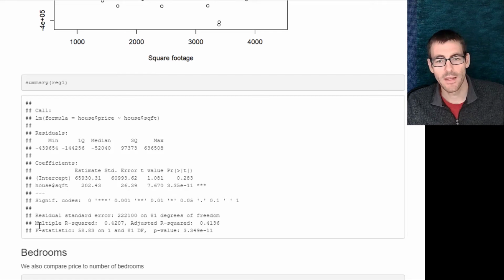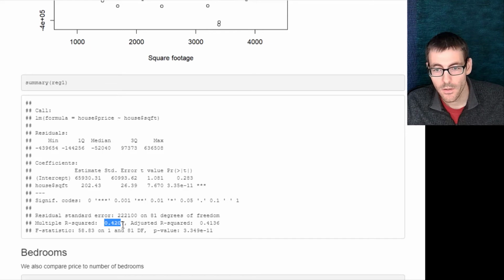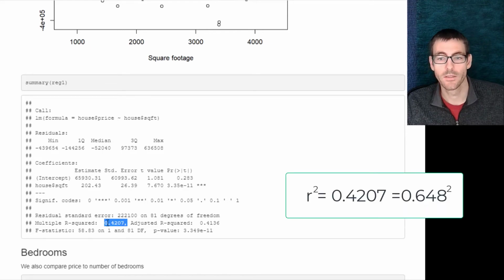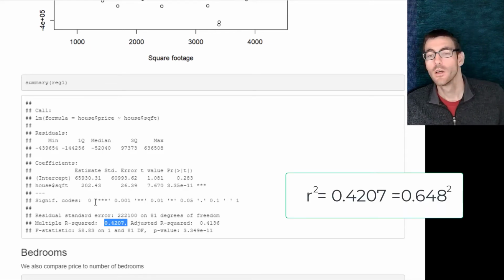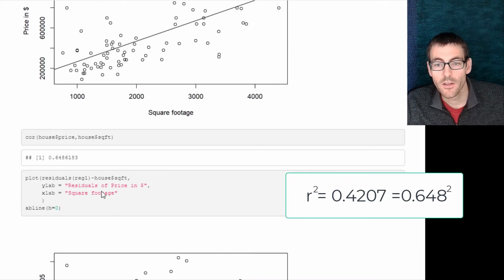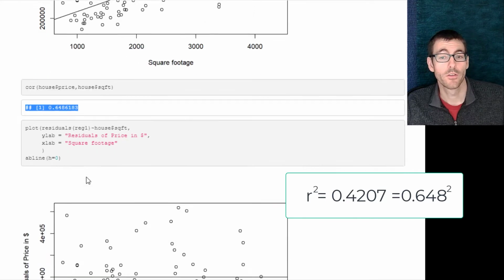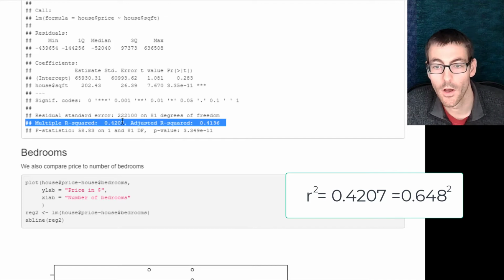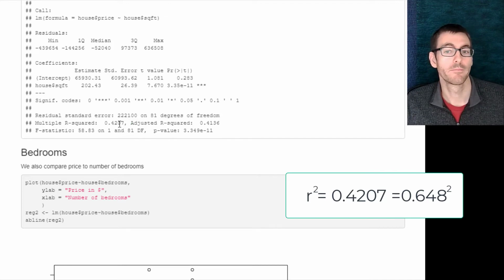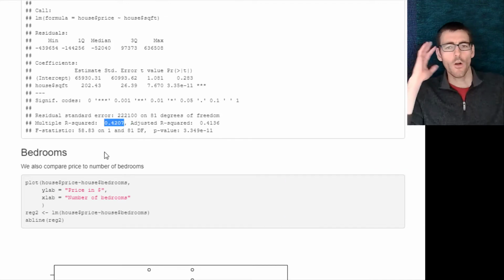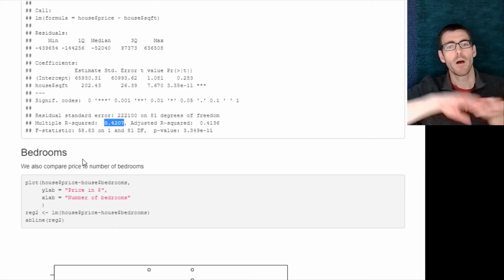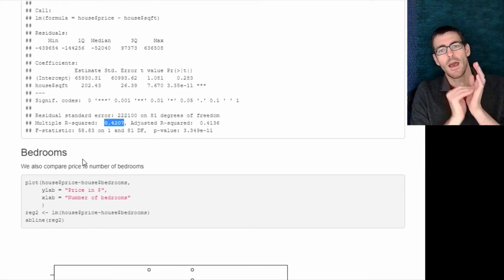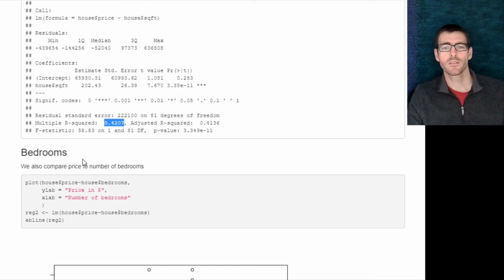I also wanted to point out that it includes the r squared number. So here we have r squared is 0.420. Up here we found the correlation was 0.648. This number squared should be the same thing as our r squared value according to the summary. Cool. Okay, so as we see, there is a positive association between housing square footage and housing price.